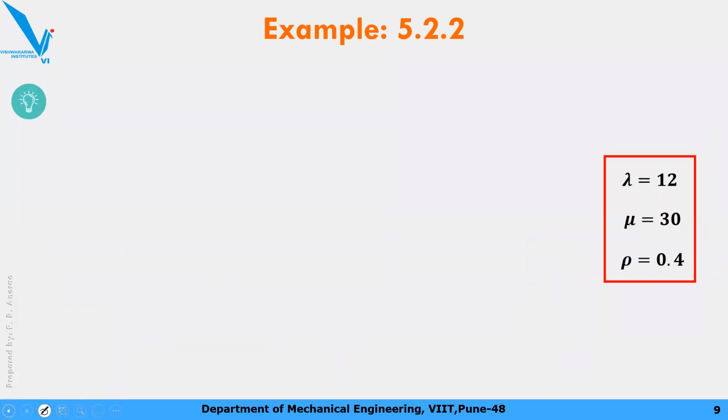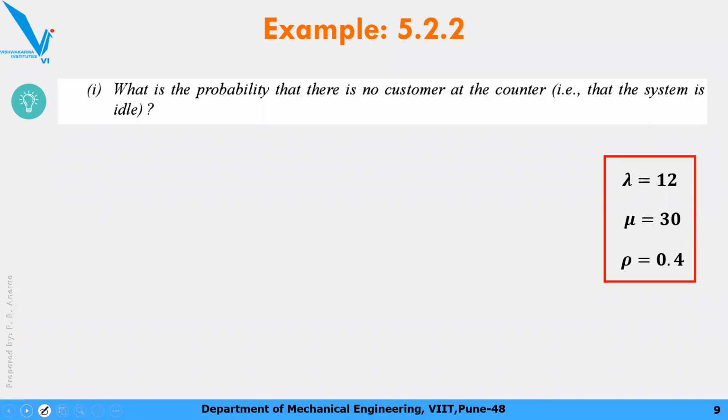Right now we have calculated lambda 12, mu 30, and rho, the utilization factor, equal to 0.4. Next, the first part we need to calculate is the probability that there is no customer at the counter, meaning the clerk sitting there is free. What is the probability of that? Please put in the chat window what we need to calculate.